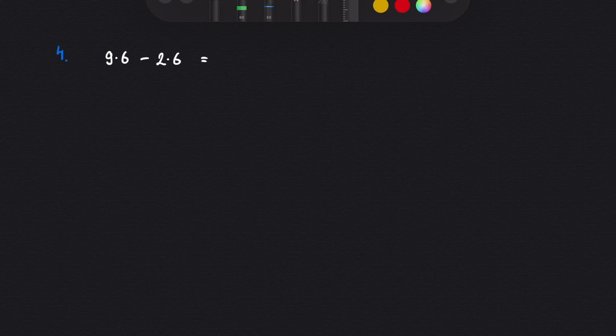Example number 4. We have 9 multiplied by 6 minus 2 multiplied by 6. Now this expression looks like a dumbbell to me because there's 2 big steps on both sides. So let's get into it. 9 multiplied by 6 is the first step. It's going to be 72. Next one would be 2 multiplied by 6, which is 12. 72 minus 12 is 60. So that's our answer.